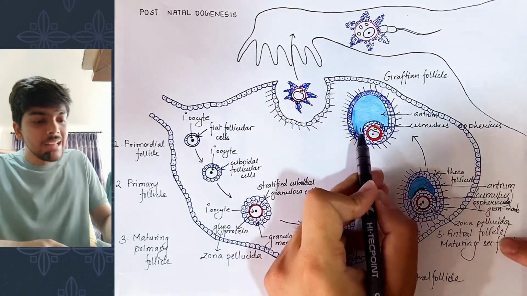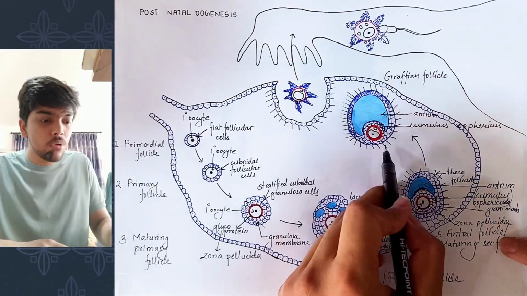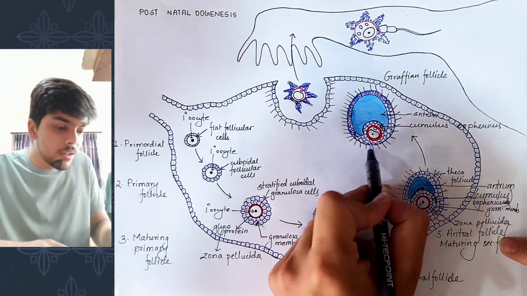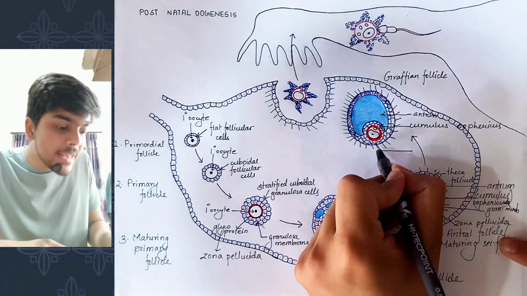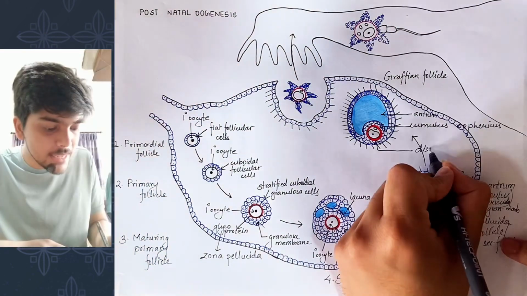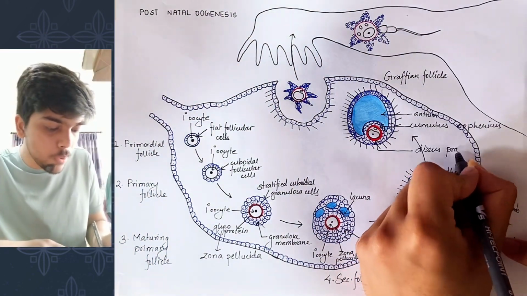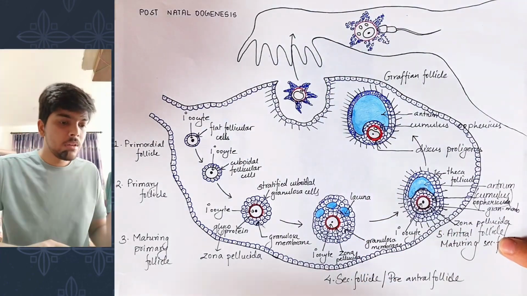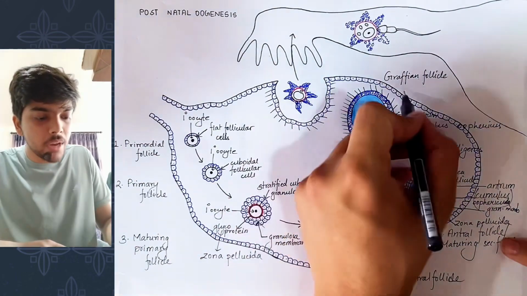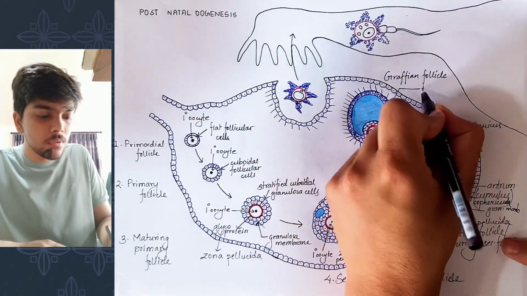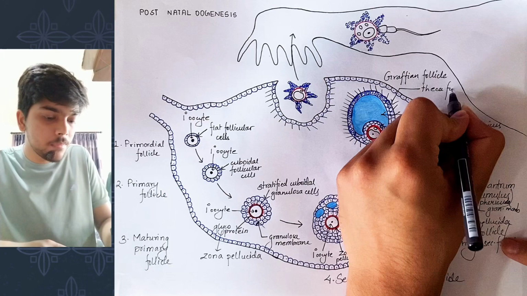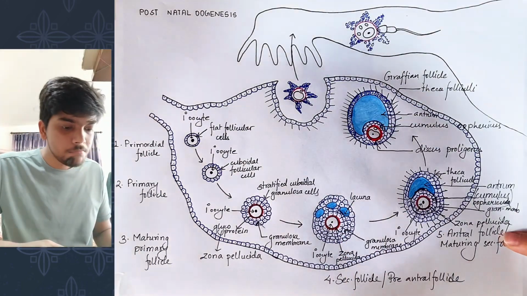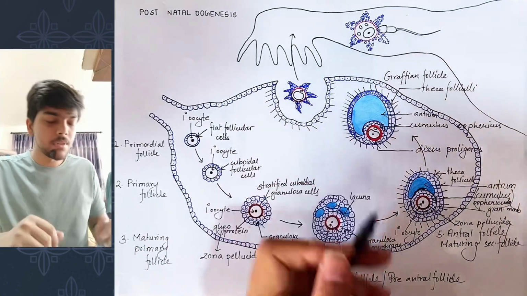The part of the granulosa membrane that is found attaching the oocyte with the wall of the follicle, which is present at the base, is called discus proligerus. Outside, there's your theca folliculi. Anything else? Yeah, there's your granulosa membrane, obviously.